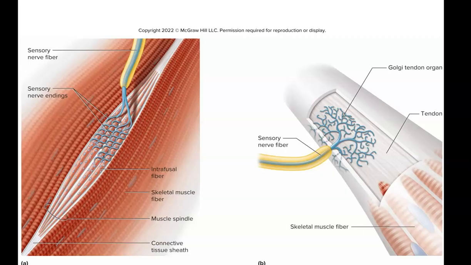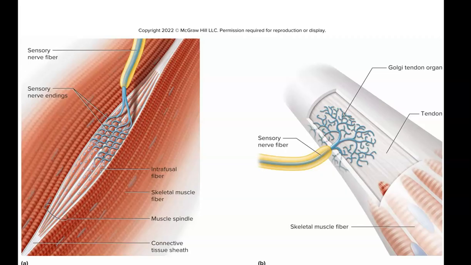These sensory fibers will synapse in the spinal cord on the lower motor neurons, leading back to the same muscle. So in this way, that stretching of the muscle spindle is going to trigger impulses that contract that skeletal muscle, which it's going to be part of.